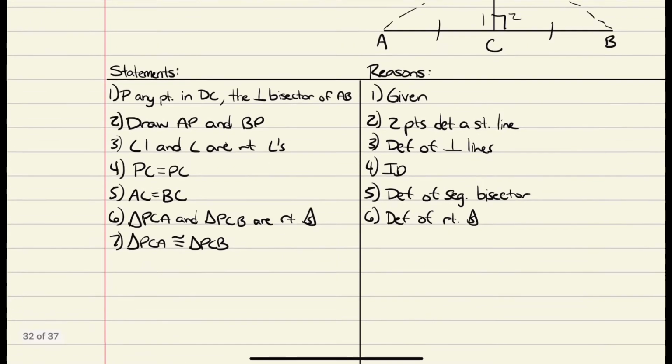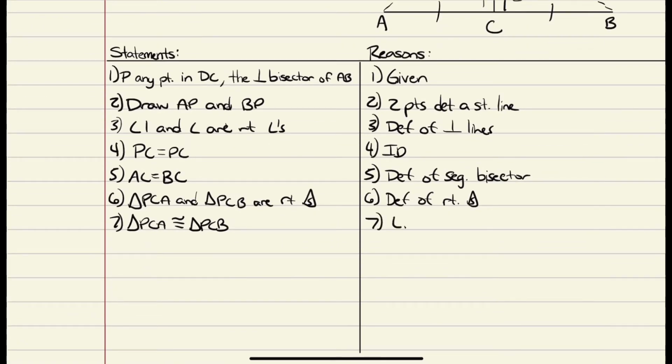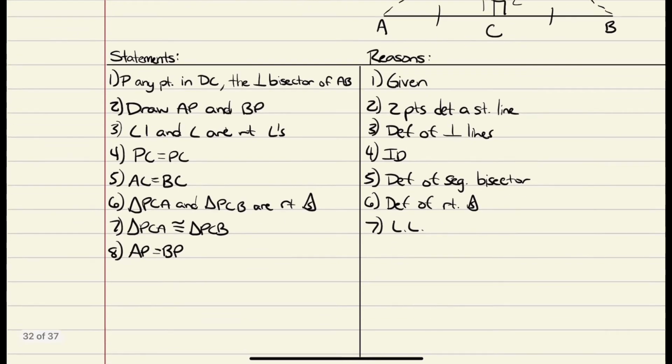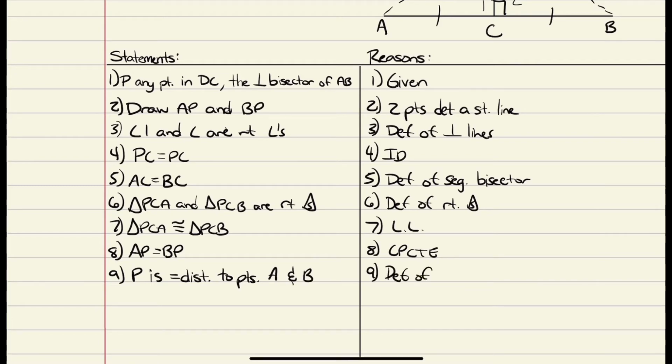Number 8, we can state that AP is equal to BP. These two lines, AP equal to BP, because of CPCTE: corresponding parts of congruent triangles are equal. Number 9, P is equidistant to points A and B. Number 9, definition of distance between 2 points.